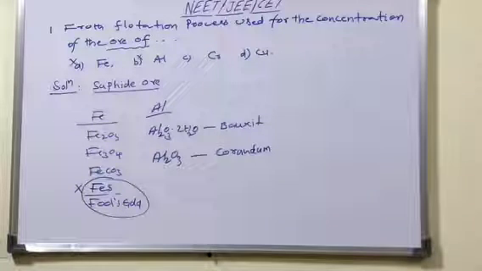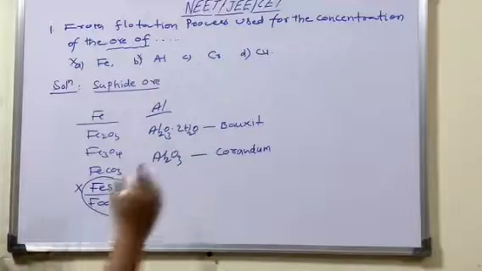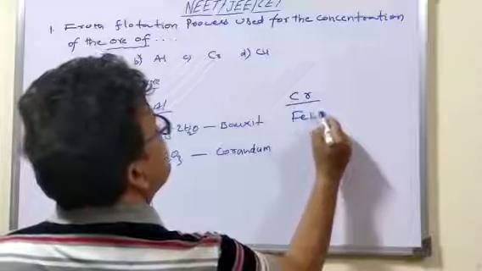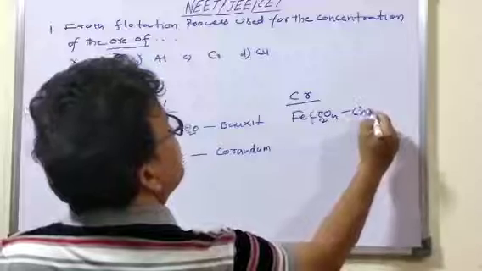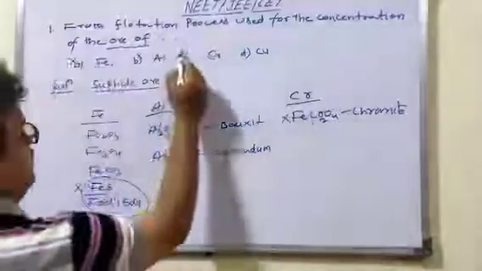And you go for chromium. What is the chromium ore? Recall the chromium ore. Chromium is in the form of chromite. Chromite is the oxide form, that is FeCr2O4. This we are calling chromite. So it is also not sulfide. So this is also wrong.